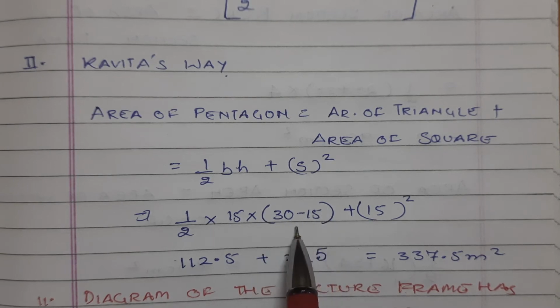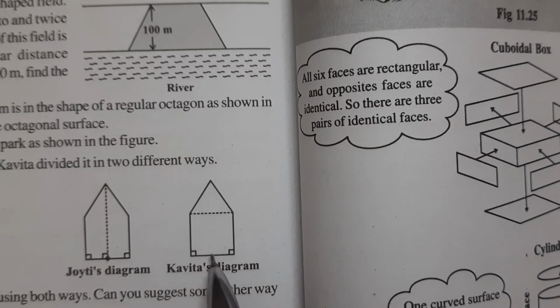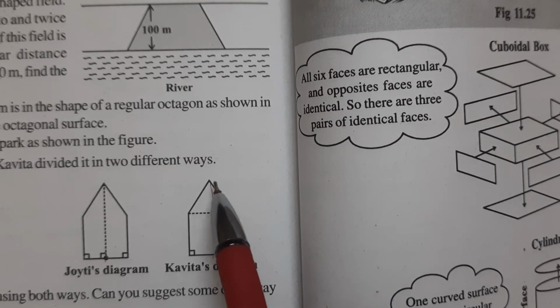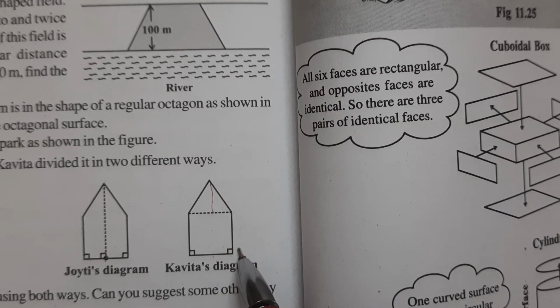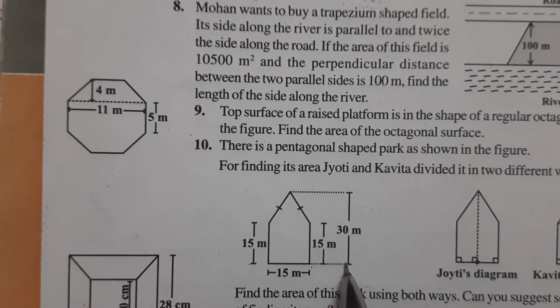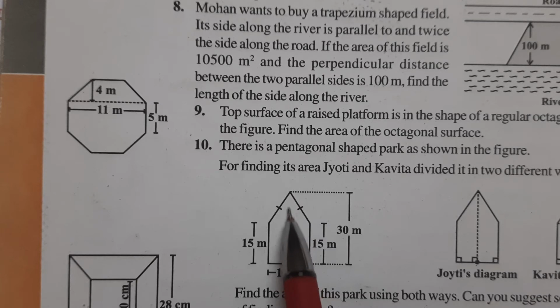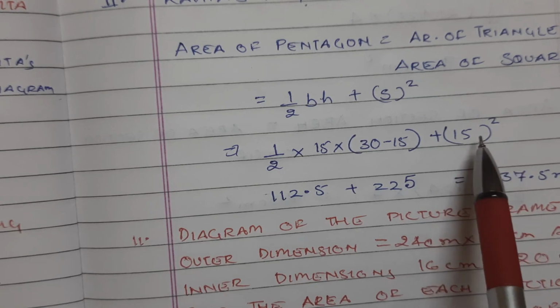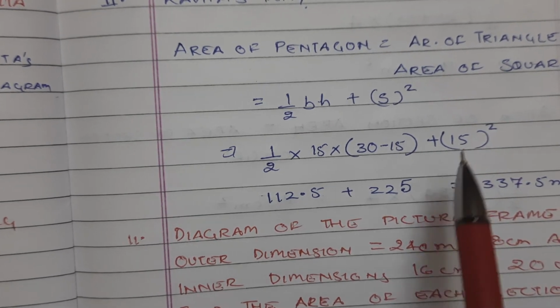Why are we doing this? As this whole was 30 and we have to find only this portion. This side is given as 15 meter and the total is given as 30. So we need to calculate only this portion. We will have to subtract 15 from 30 to get only this height. And then we are adding the area of the square, that is 15 square.